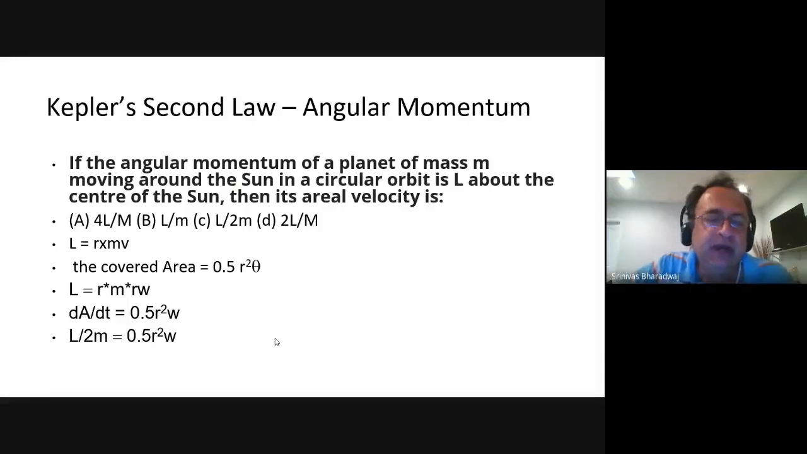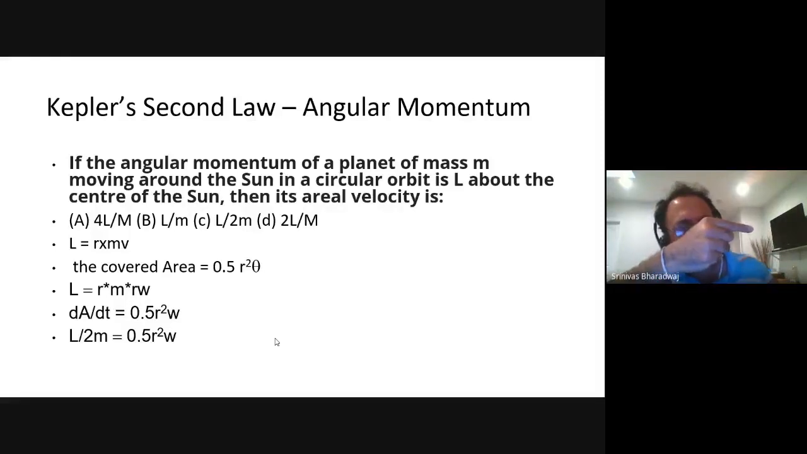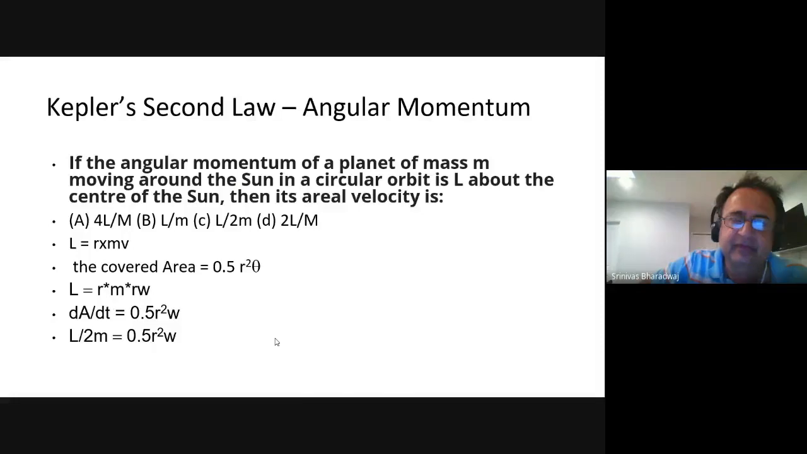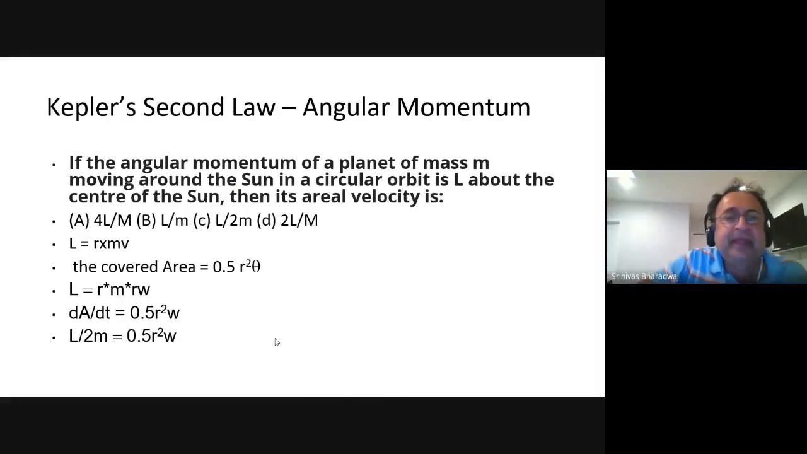Okay, so now Kepler's second law states that the areal velocity, so when it goes around, when it is close to the Sun, it covers the angles faster. When it is further away, it covers the angle slower. So what he found was that the areal velocity covered by the planet, dA by dt, with the Sun at its focus, was constant.